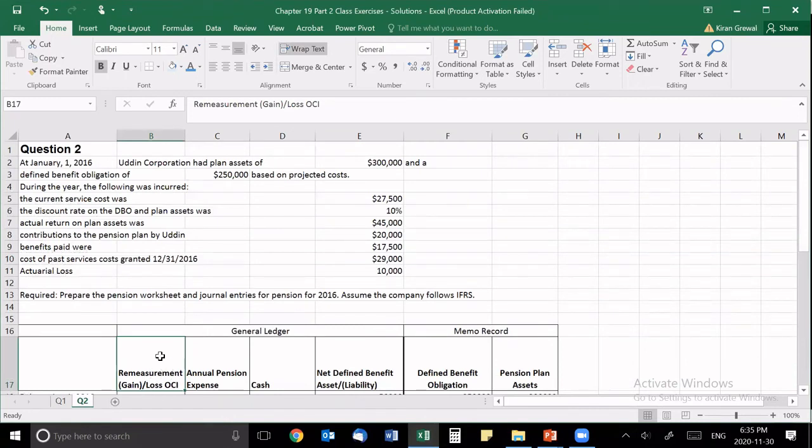So we have a fourth column actually, where we put those two components into OCI. Okay, so try to pause this video now. Try to do this. It's following IFRS. Do the journal entries, and then come back to this video and see how it was solved, and see if you got it.